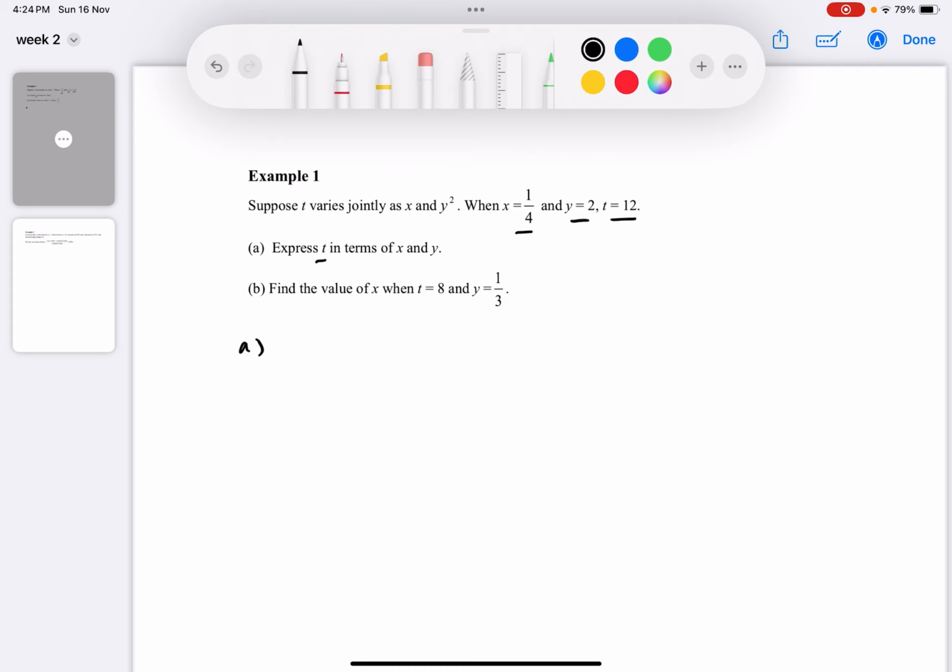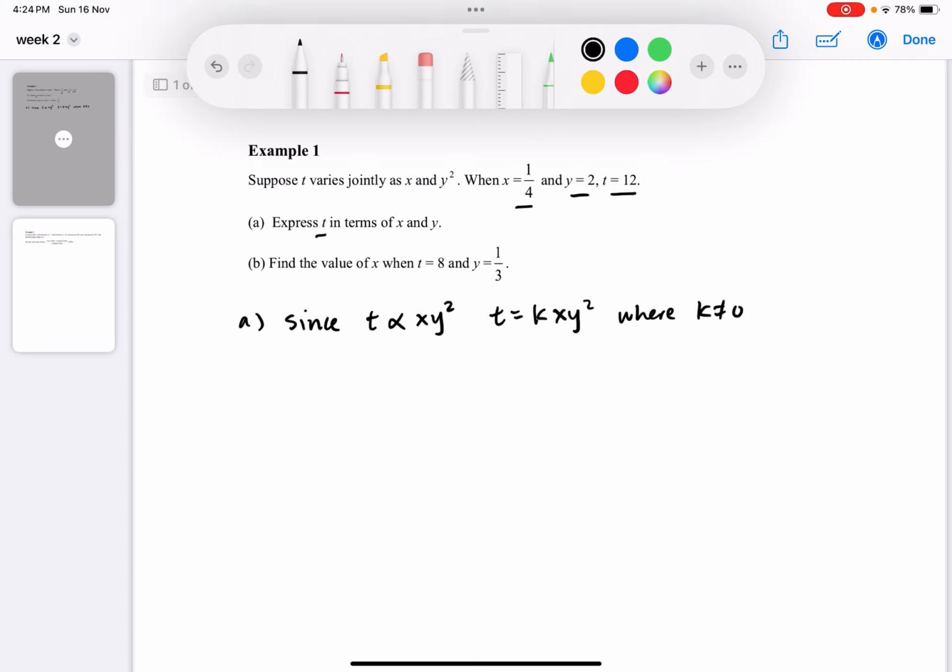So we can say that since t, x, and y squared are directly proportional, we can say t equals kxy squared, where k will never be 0. So once we have established this, then we can put it into the equation.